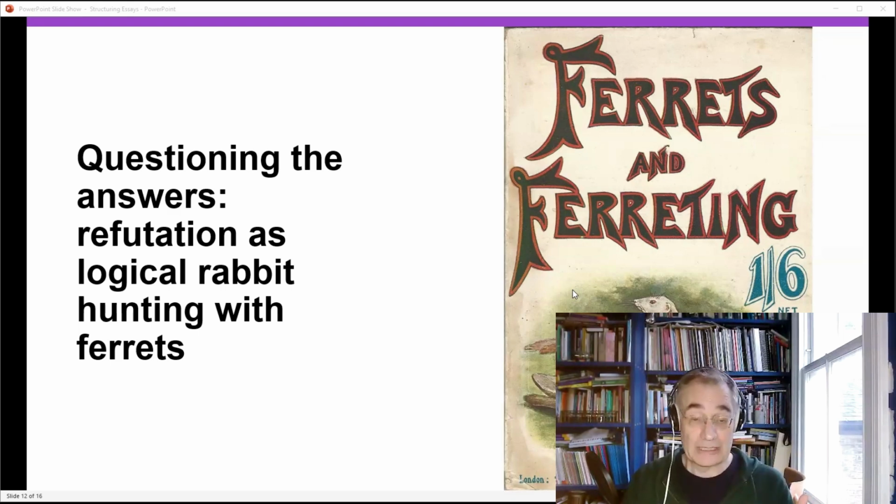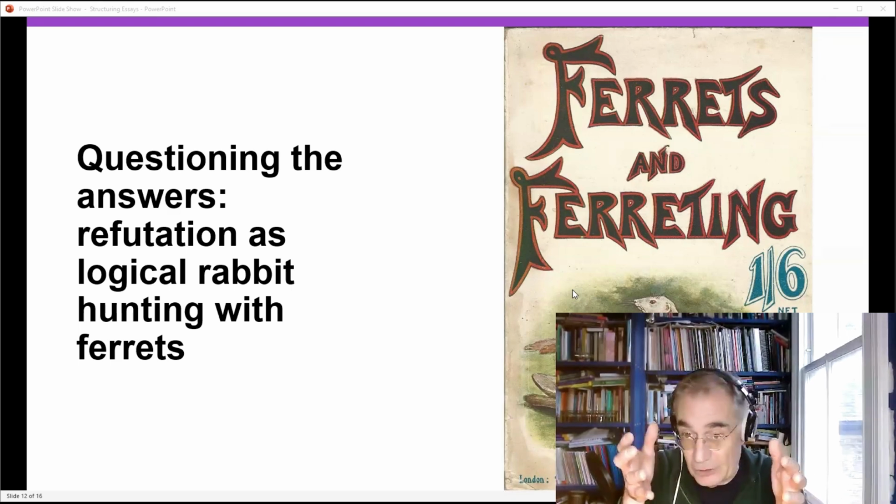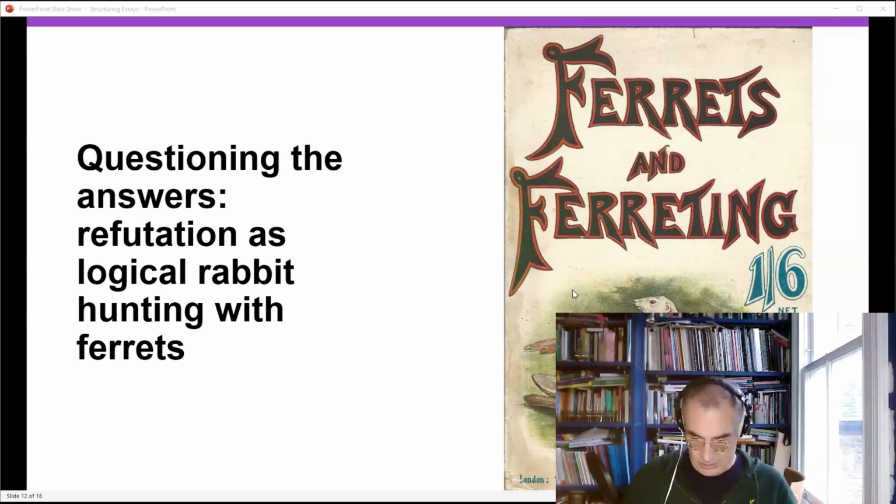So to make that point stick, you have to block off the escape routes. So it's a bit like if you're hunting rabbits with a ferret, you have to block off the escape routes. You have to block the minor tunnels of the rabbit warren before you put the ferret down the main tunnel, right? Otherwise, your rabbits will escape.